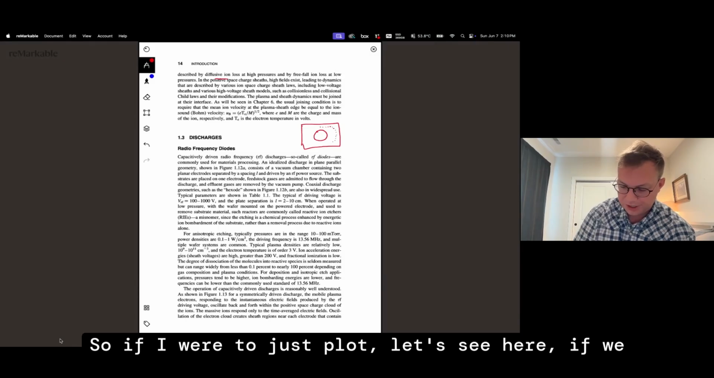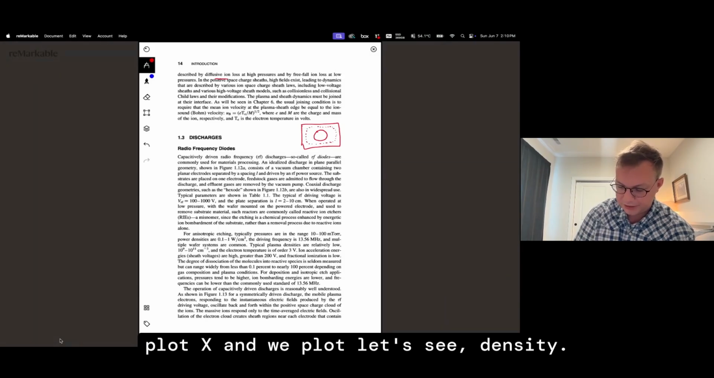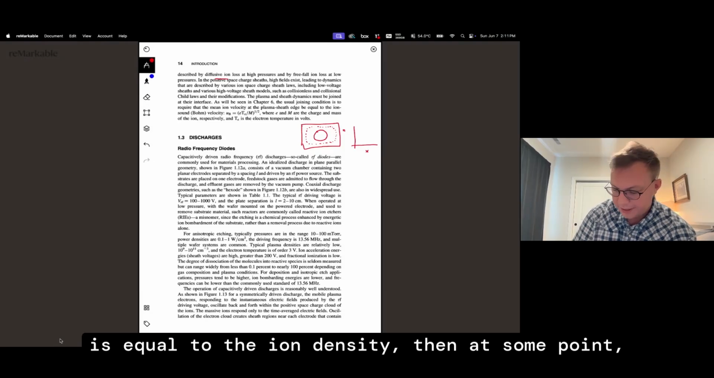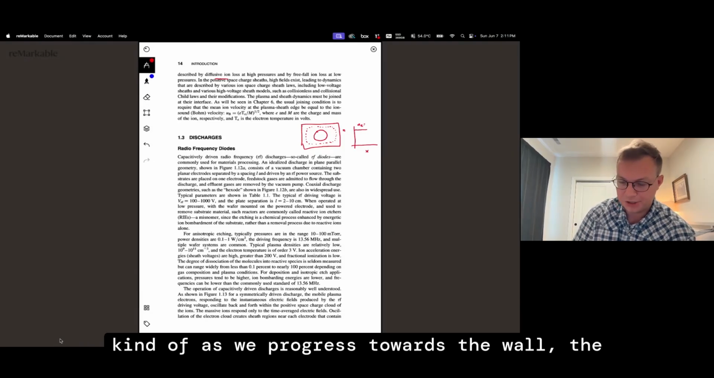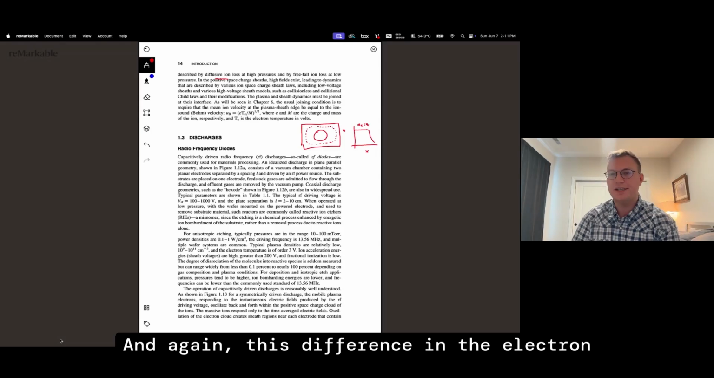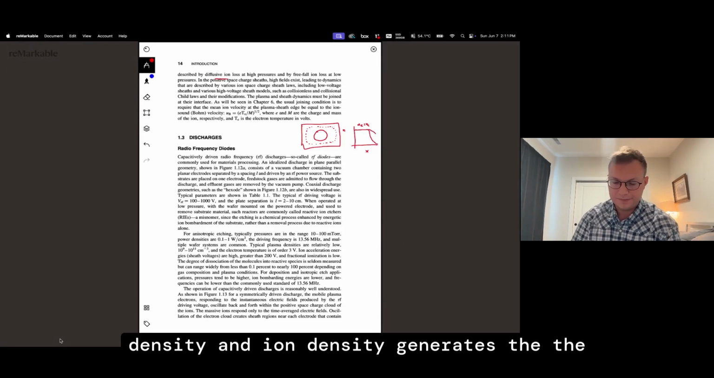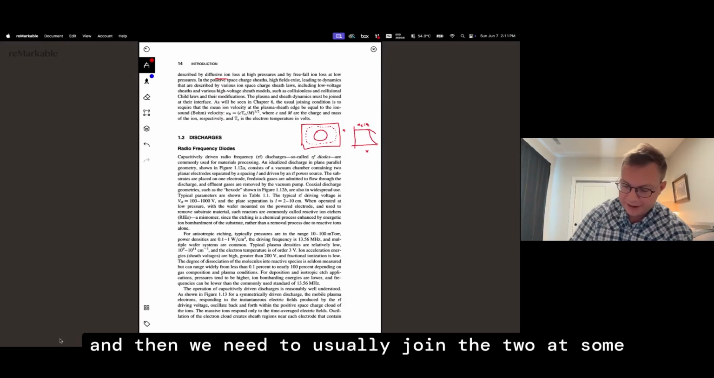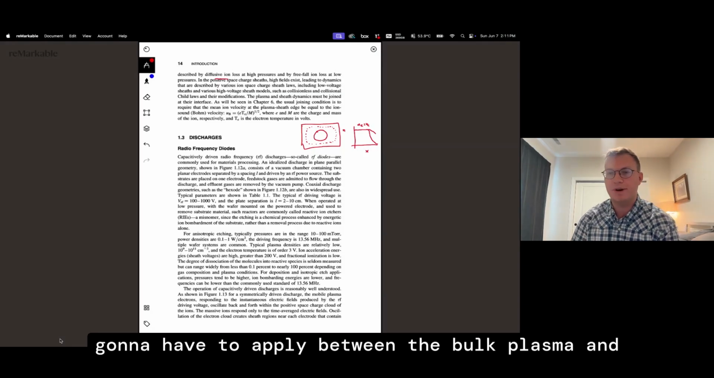If we plot density versus x, inside the plasma the electron density is equal to the ion density. Then at some point, as we progress towards the wall, the electron density is going to drop much faster than the ion density. This difference in the electron density and ion density generates the potential, the voltage drop across the sheath, that gives energy to the ions. Then we usually need to join the two at some point, so there are boundary conditions we have to apply between the bulk plasma and the sheath.